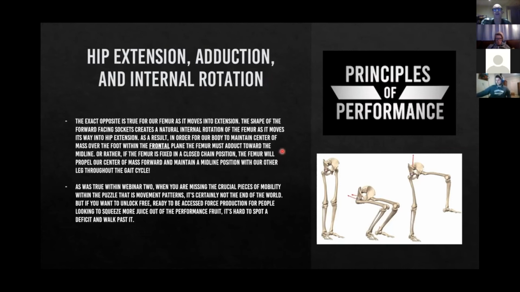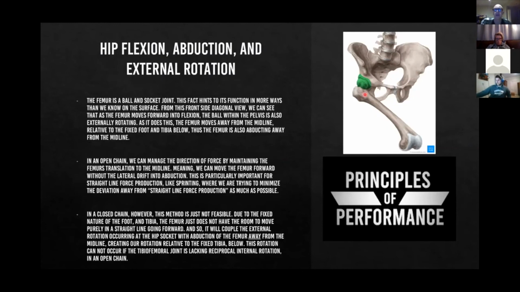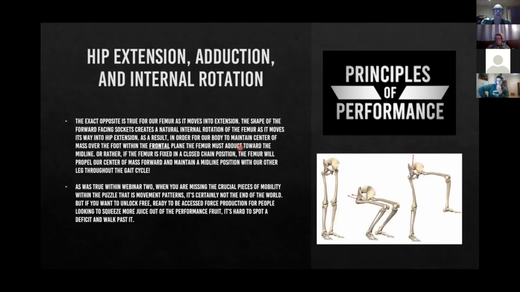As a result, in order for our body to maintain center of mass over the foot within the frontal plane, because let's go back, frontal plane now, we need to be able to maintain the midline in the frontal plane because we're on one leg, not in the sagittal plane. The femur must adduct towards the midline, or rather, if the femur is fixed in a closed chain position, when would the femur be fixed in a closed chain position in an extended, adducted, and internally rotated position? Someone throw it at me.